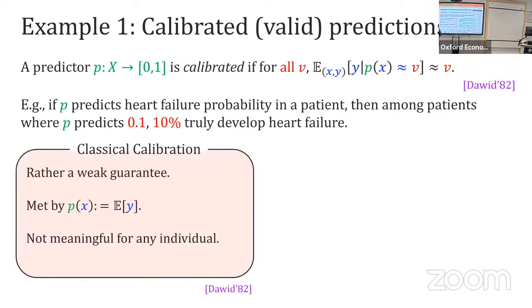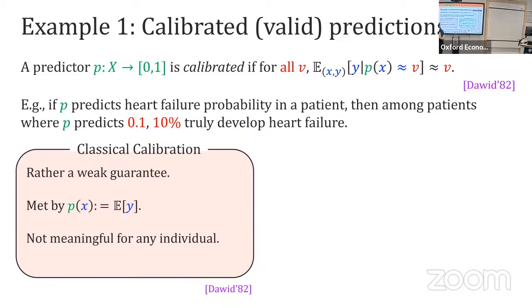So in fact, even though I wasn't there, I wonder if this is what you were discussing. This calibration has been around forever and it's been influential in many things. One version of it, and I have to admit this is a bit of a caricature of classical calibration, might be a rather weak guarantee, because if I don't really differentiate between x's, what I could output as a predictor is just the average risk for everybody.